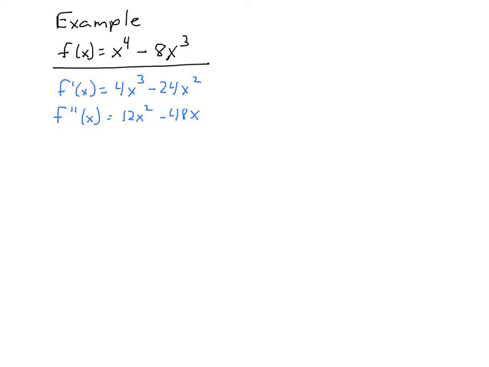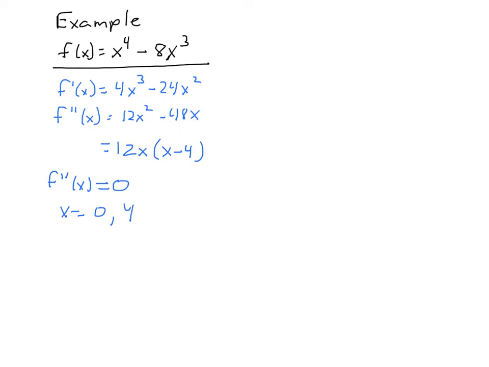Now, remember, I want to identify where this thing equals 0 or is undefined. So in this case I do need to factor that. There is a common factor of 12x, so I can pull that out. And when I pull the 12x out, I'll be left with x minus 4. So at this time, I know that my second derivative, f double prime of x, is going to equal 0 when x is equal to 0 or 4. Those are possible locations of points of inflection, if I have any. That's where they're going to be.